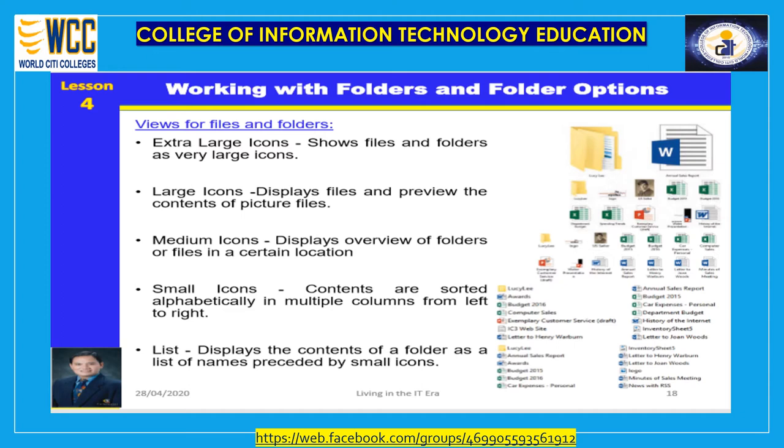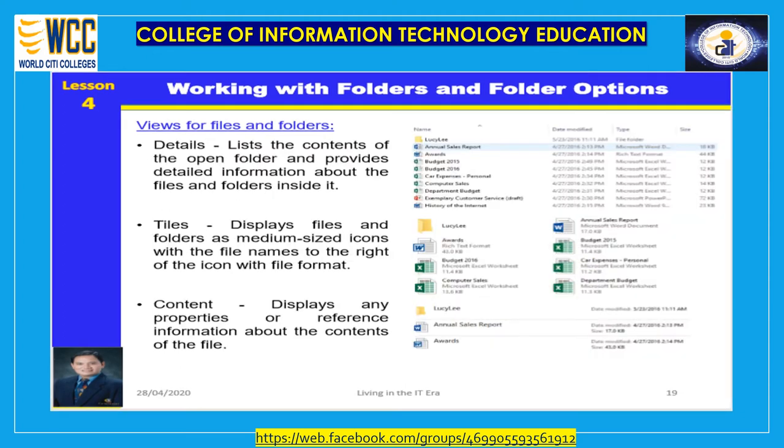We have List. It displays the contents of a folder as a list of names preceded by small icons. Contents are sorted alphabetically from top to bottom in multiple columns, starting with the leftmost column. This view is useful if your folder contains many files and you want to scan the list of file names. Details lists the contents of the open folder and provides detailed information about the files and folders inside it, including name, type, size, and date modified.